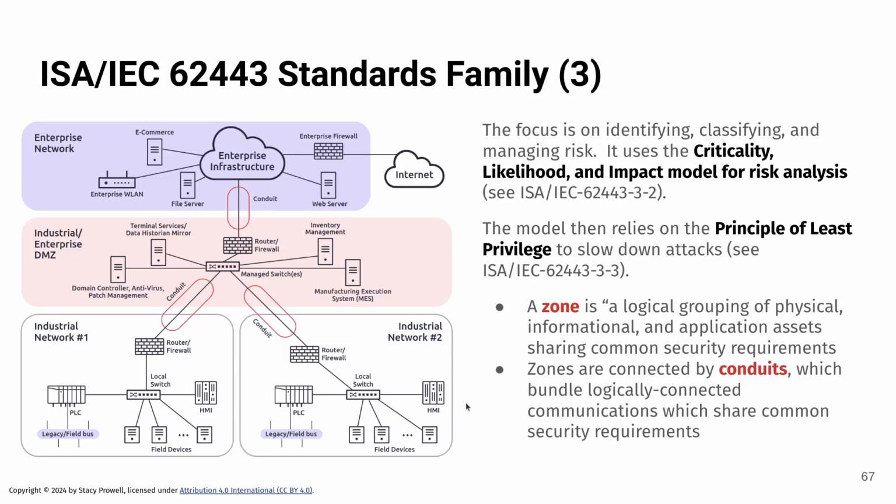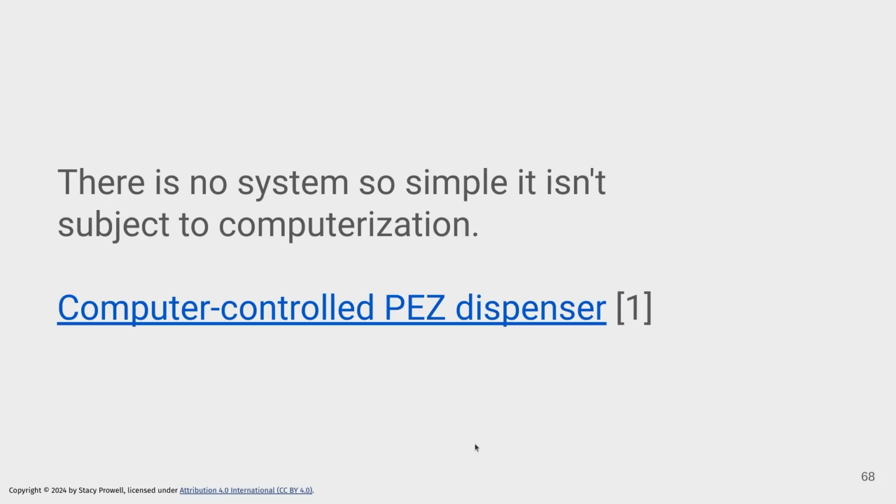Zones are connected by conduits, and those bundle the communications that have the common security requirements, right? So I've got one set of things here with a common set of needs, and then maybe a different set of things up here with a different set of needs, and then the conduit bundles the communications together for that. And I can talk about, what security properties do I need this conduit to have? What security properties do I need this particular zone to have?